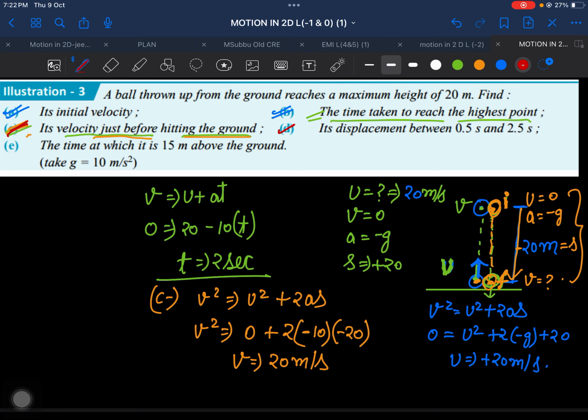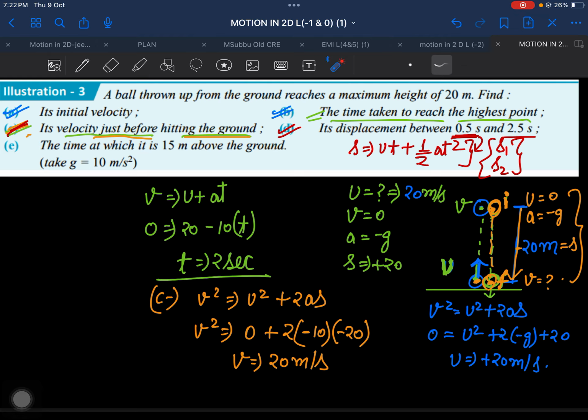Now the fourth part, it's the displacement between 0.5 second and 2.5 second. So you know s equals ut plus half at square, right? You can put the value of time and find s1, put the value of time again and find s2, subtract these two, and you can find the displacement between the time t equals 0.5 second and 2.5 second. Just do it, you can do it. Clear? And tell the answer. You will have the solution in the next slide also.